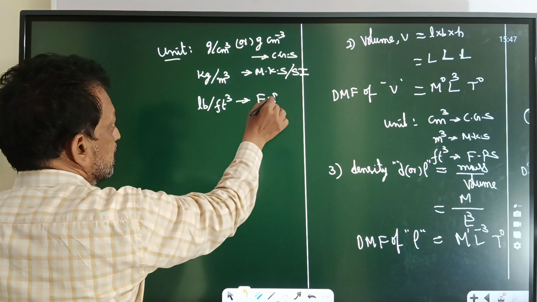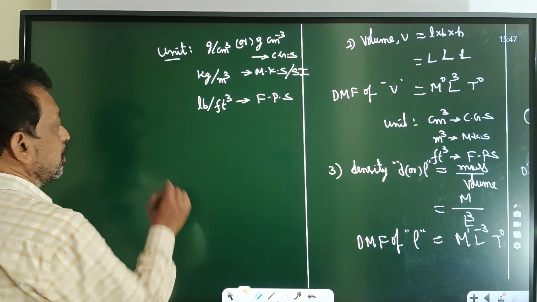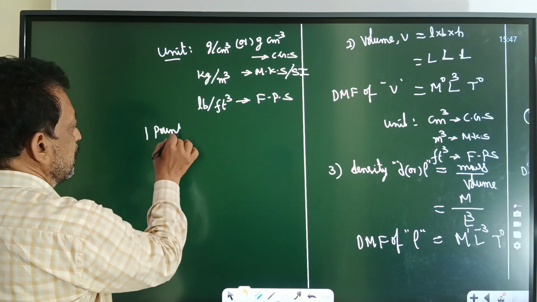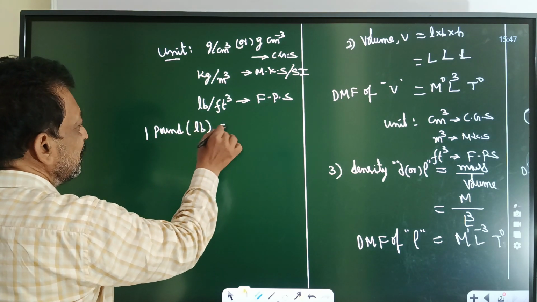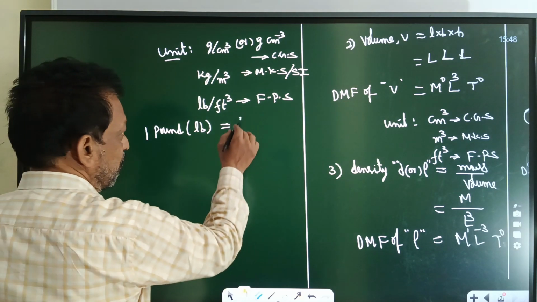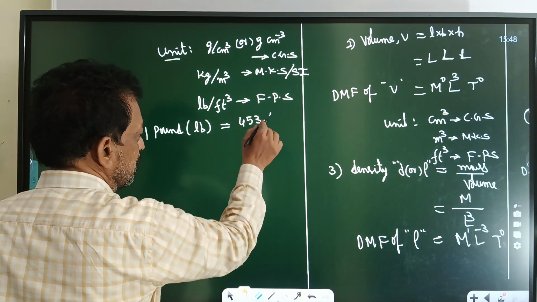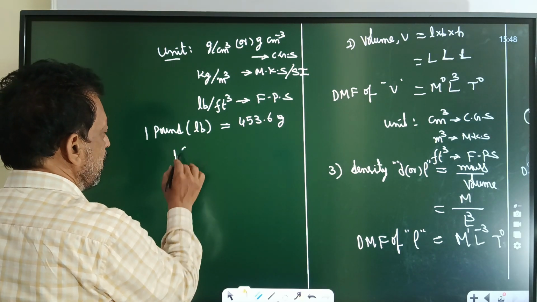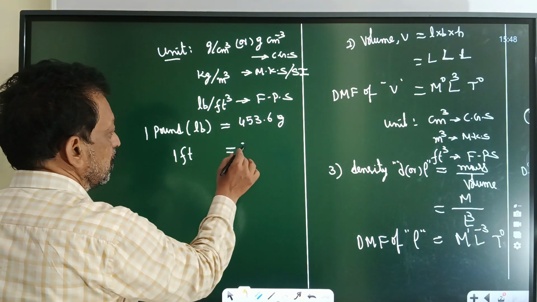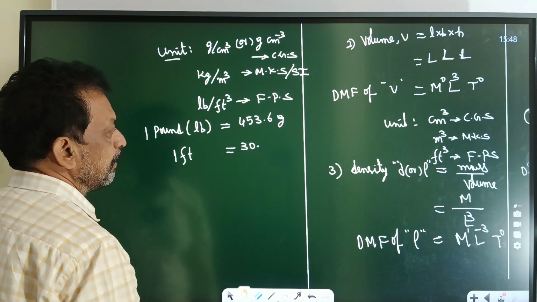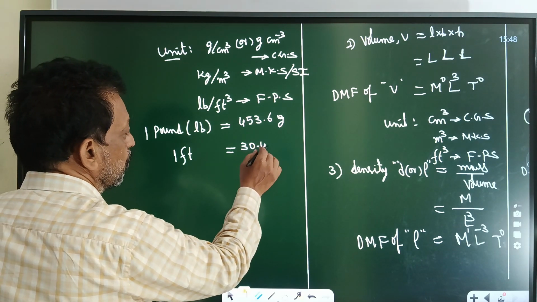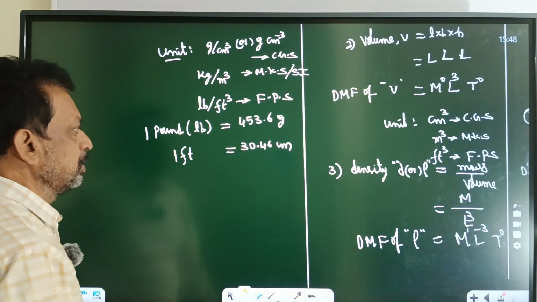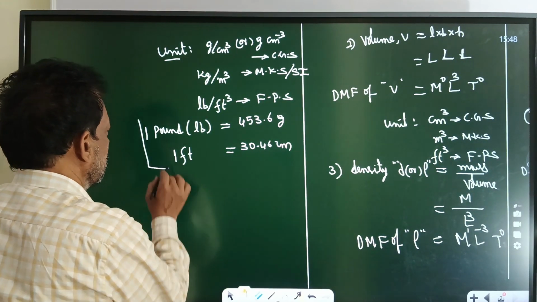In the FPS system, pound per foot cube. Here we already said 1 pound, the symbol is LB, is not kg. It is 453.6 gram. And 1 foot is equal to 30.48 centimeter. This you have to remember first.